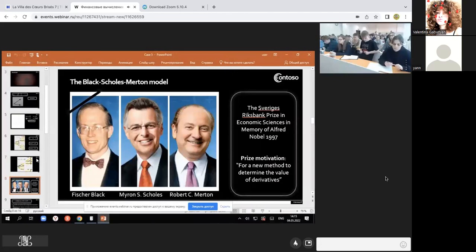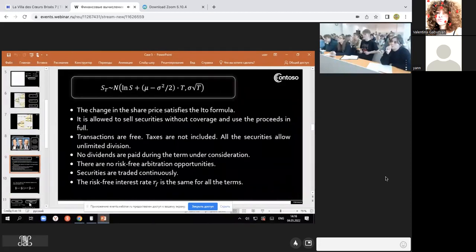Okay, one more time, so we can discuss the binomial model. Okay, so let's move to the Black-Scholes model. You have some information about these men, and the result they got was very significant. So let's move to describing the situation.